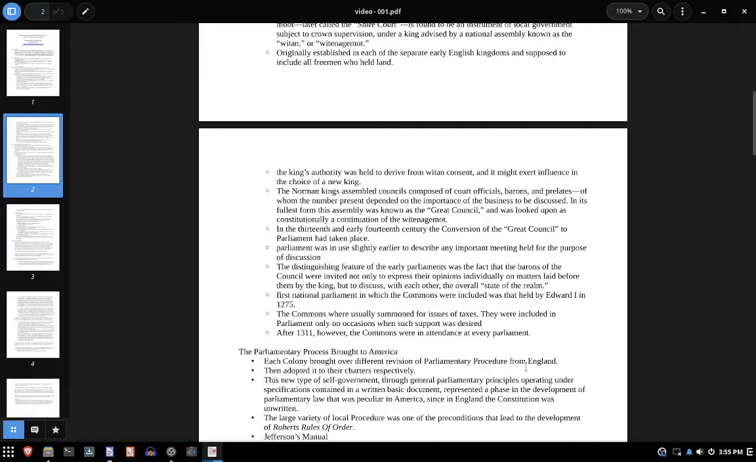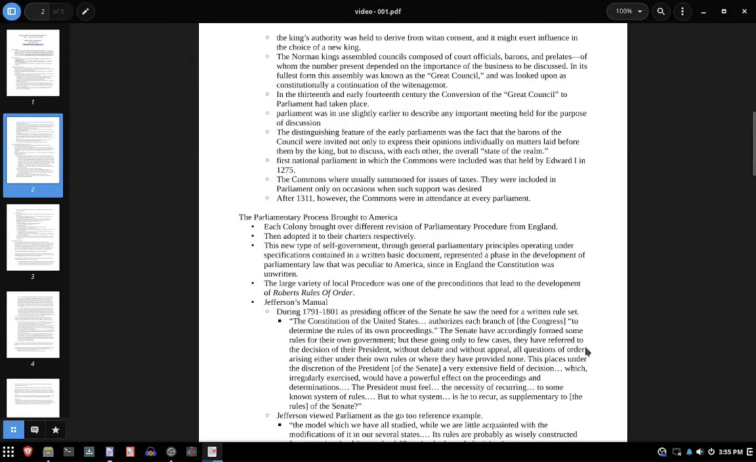And in 1275, we got the first National Commons, which was held by Edward I. Now, the Commons were usually summoned for issues of taxes, and that was only when the barons wanted the common people to support them. However, after 1311, the Commons were in attendance at every parliament.